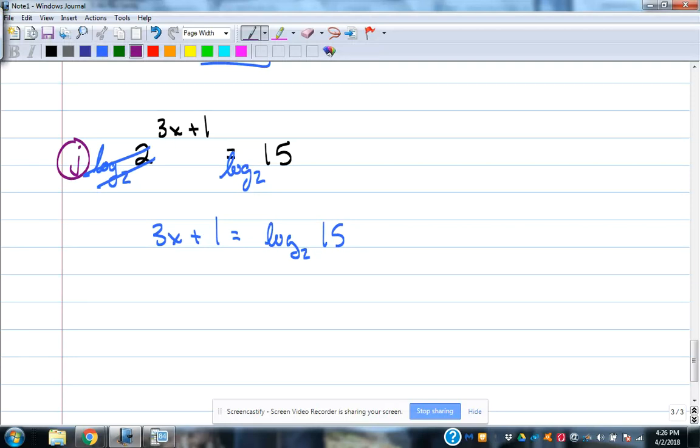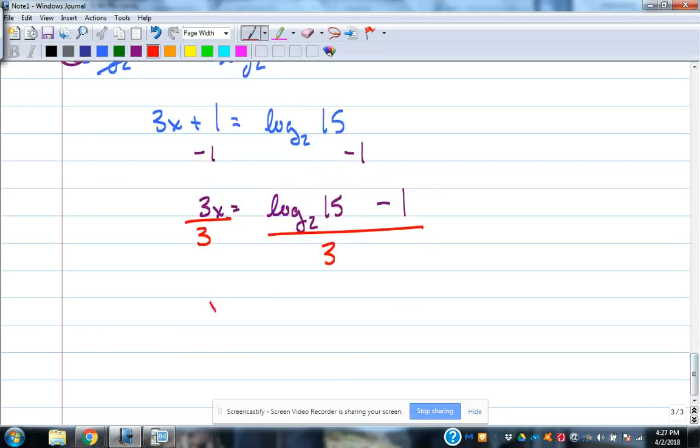How do I get x by itself? Not yet. Got to get rid of the 1 first. So I'm going to subtract 1. So there's 3x is equal to log base 2 of 15 and then a minus 1. I put some space there so we know log base 2 of 15 is the number and we're subtracting 1 from it. And then the last step is divide everybody by 3. So we know x is equal to log base 2 of 15 minus 1, over 3.